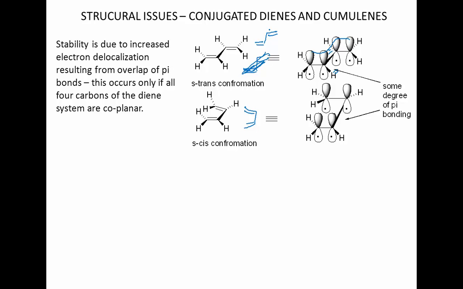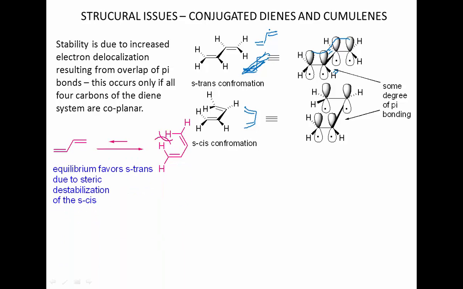All right. Okay, so it's only when it's in this perfectly flat conformation that we can have this orbital overlap over all 4 carbons. Okay? All right, and it turns out that these are the 2 major conformations. Equilibrium favors the s-trans conformation due to the steric destabilization, due to the fact that these inside hydrogens in the s-cis conformation are getting a little bit too close to each other. So this is sterically destabilized. Okay, and you can see it a little bit better over here.